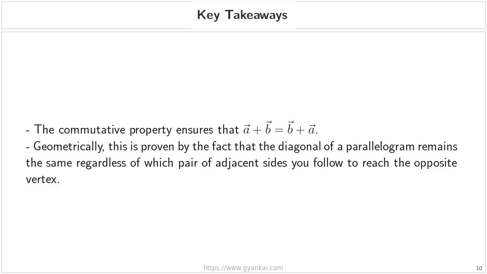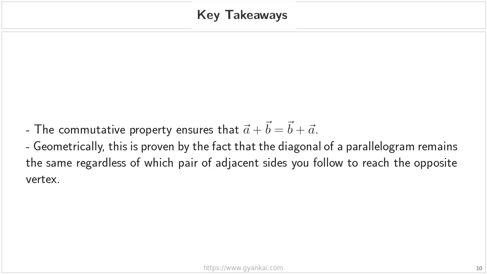Key takeaways. First, remember the core principle we've been discussing. The commutative property ensures that vector A plus vector B is exactly equal to vector B plus vector A. This means that when you are adding vectors, the order in which you combine them simply does not change the final result. Second, let's reflect on the geometric proof we walked through using the parallelogram.